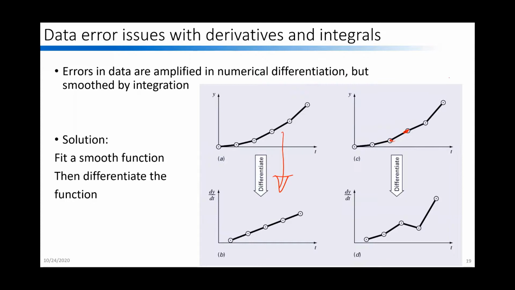So one way around this would be to fit a function first and then take the derivative of that fit function. So if you have very oscillatory data or lots of random errors, it's probably best to fit a function and then take the derivative of that fit function.